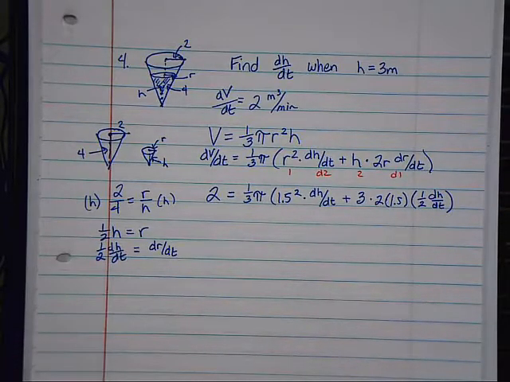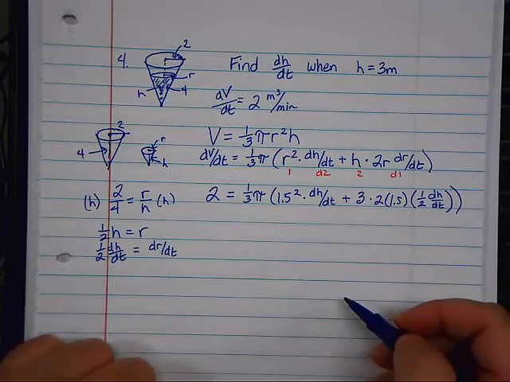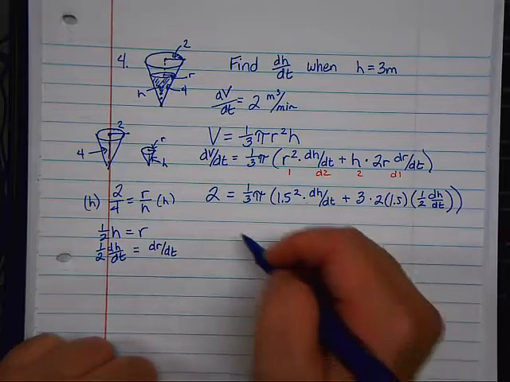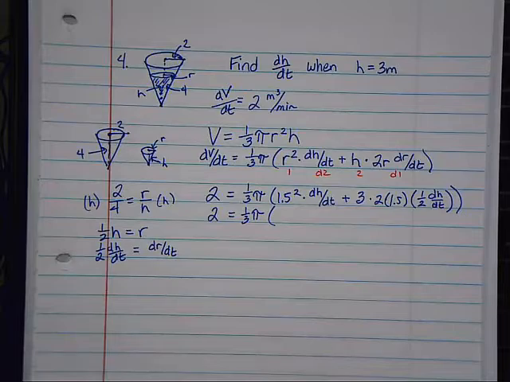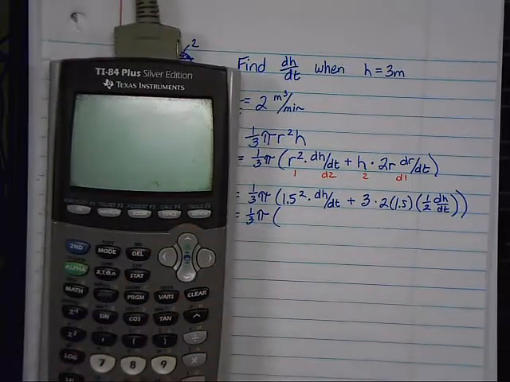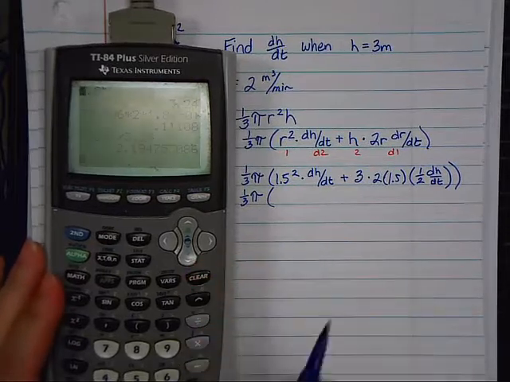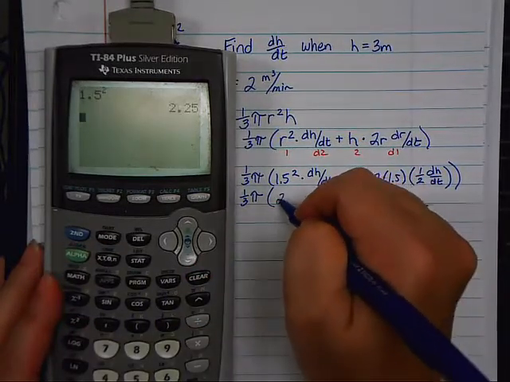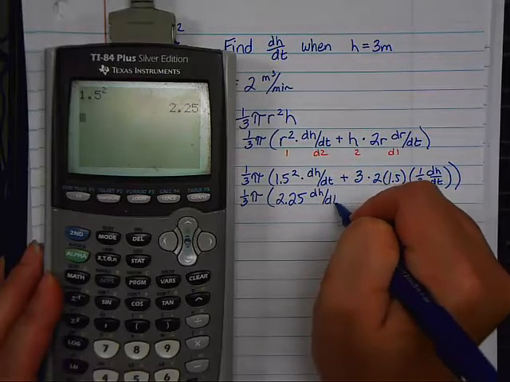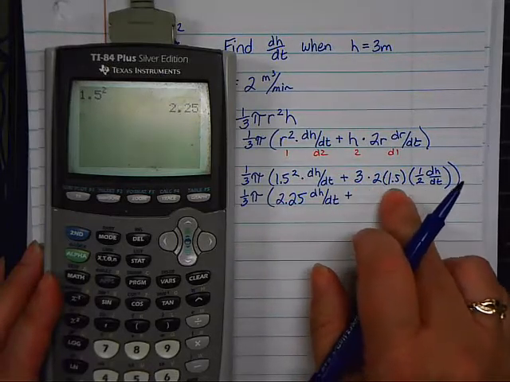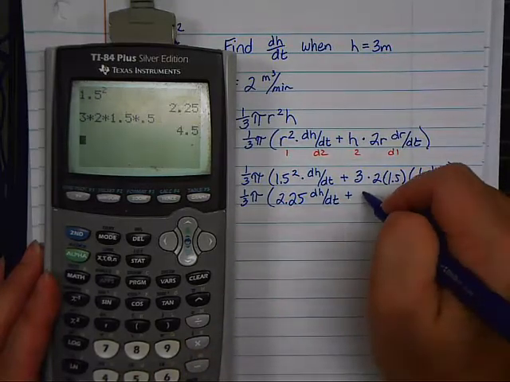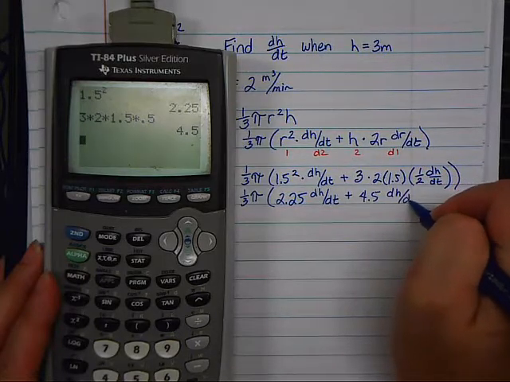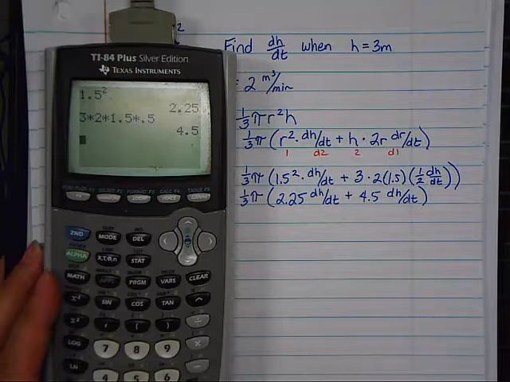Okay? All right, let's do some cleaning here. 2 equals 1/3 pi, parentheses. Need a calculator. 1.5 squared. Oops. It's 2.25 dh/dt plus 3 times 2 times 1.5 times 1/2. So 3 times 2 times 1.5 times 0.5 equals 4.5. Do you see what I'm doing? Are you with me?